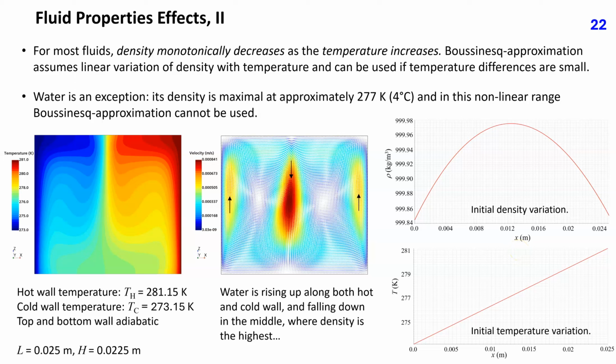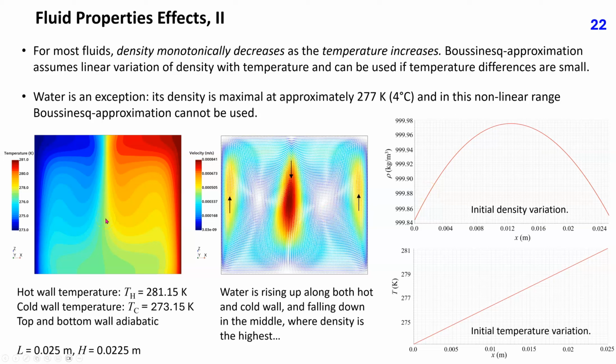For most fluids, density monotonically decreases as the temperature increases. The Boussinesq approximation described in slide 5 assumes linear variation of density with temperature and can be used if temperature differences are small. Water is an exception. Its density is maximal at approximately 277 Kelvin or 4 degrees Celsius, as can be seen from these two plots showing the initial linear temperature distribution across the cavity and the corresponding density variation. In this nonlinear range of density variation with temperature, the Boussinesq approximation cannot be used.